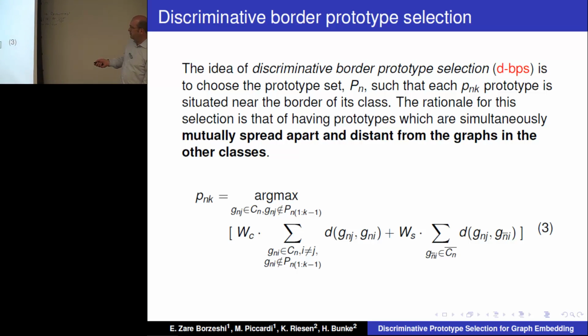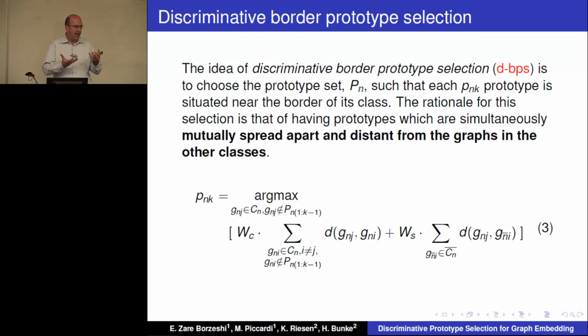But in addition to that, we also add the separation between the prototype candidate and all the graphs in the remaining classes. It is an argmax, just for notation. So we are trying to make that as big as possible by adding and trading off, making the distances within class as large as possible this time. We're not looking at compactness, it's the opposite. We're looking at spread within class and spread between classes.